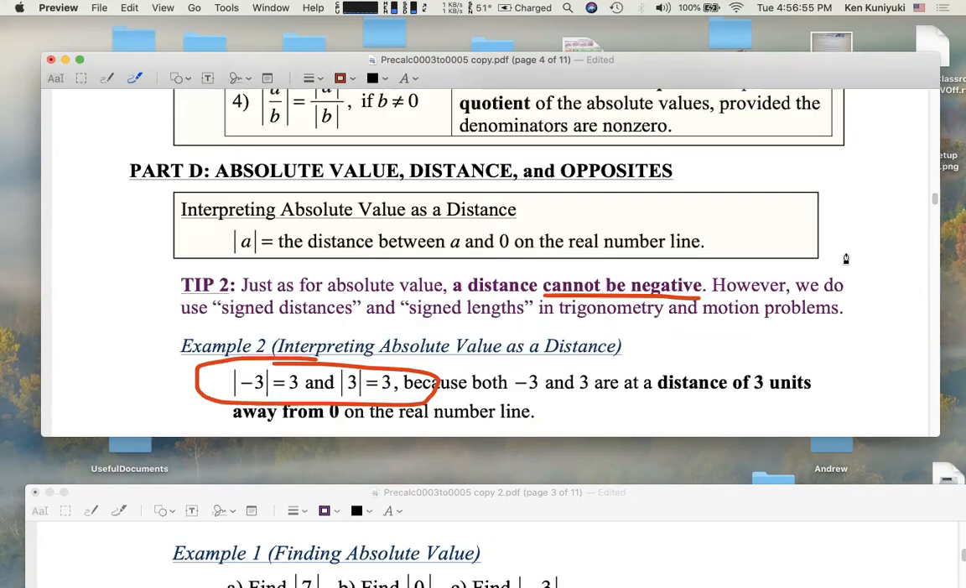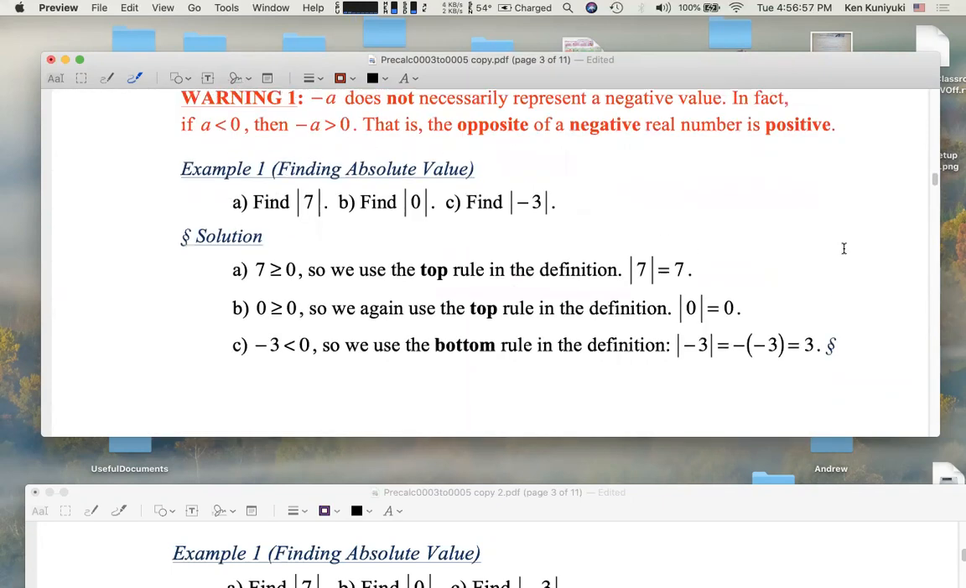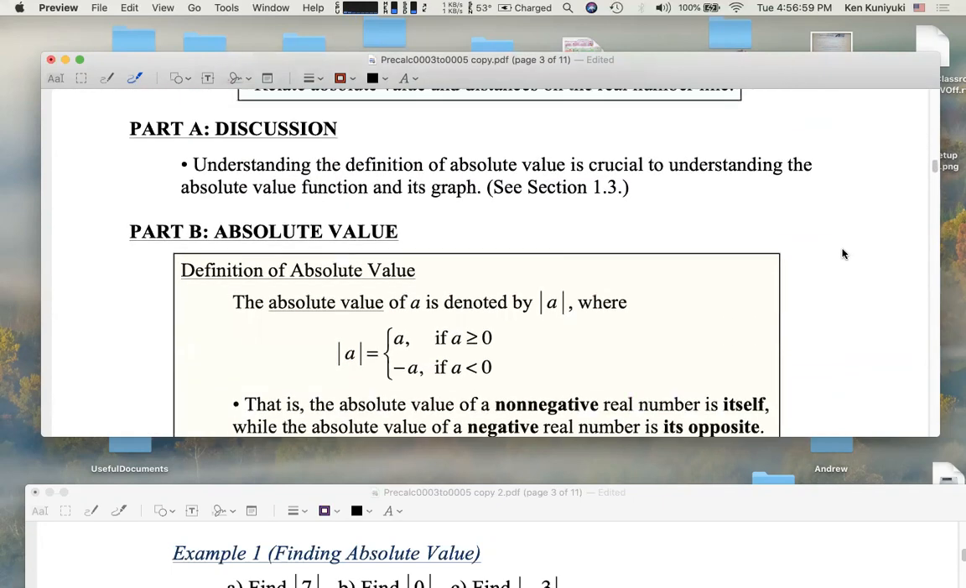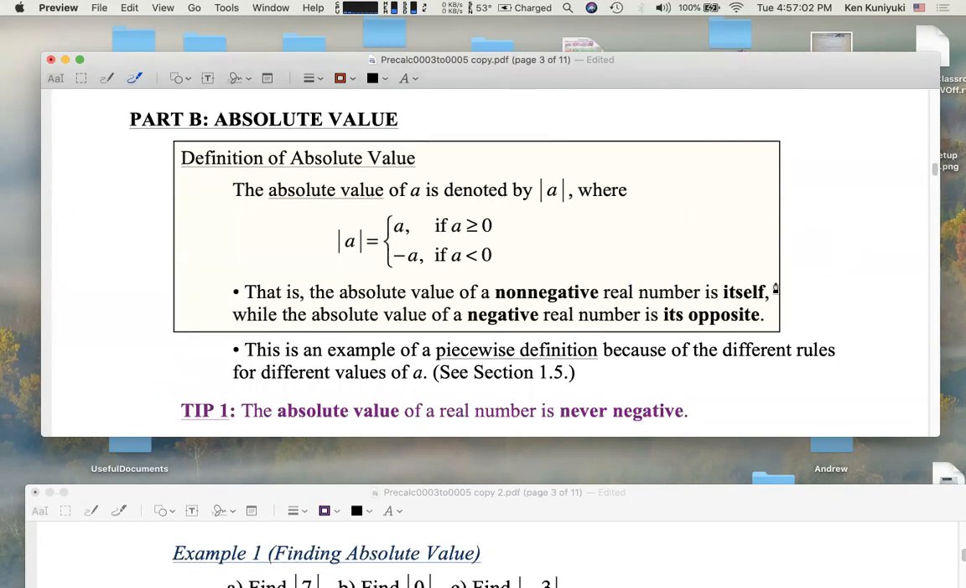So now let's go back and talk about the definition of absolute value using symbols. It turns out to be a piecewise definition. You need to know this for calculus. The piecewise definition of absolute value. It's called piecewise because there are different rules for different values of a, the value you're taking the absolute value of. The absolute value of a, denoted by the a surrounded by the 2 vertical bars.